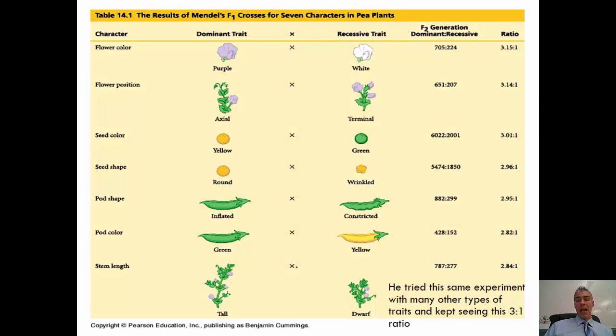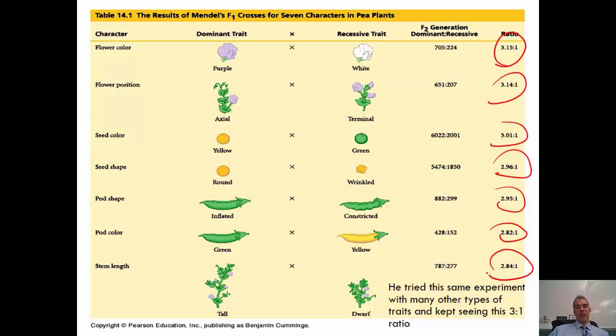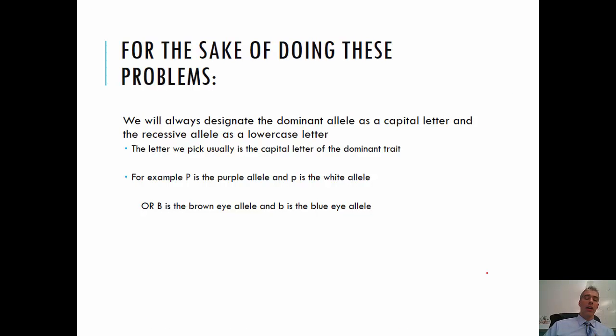Now, Mendel kept seeing this 3-to-1 ratio over and over again in lots of different traits. You can see here, approximately a 3-to-1 ratio each time for all of these different traits. So he tried to make some sense of this. Now, we'll talk about some of the laws he came up with in a second, but we're going to start talking about how we do these different types of problems.